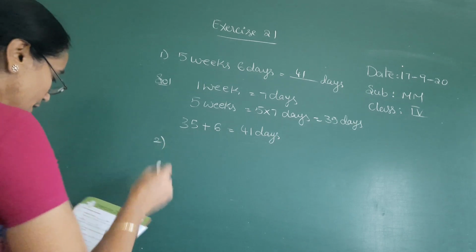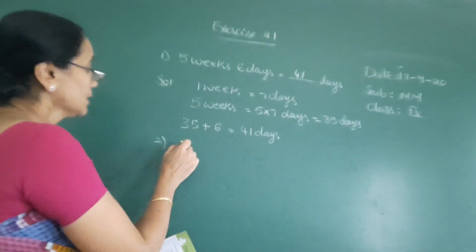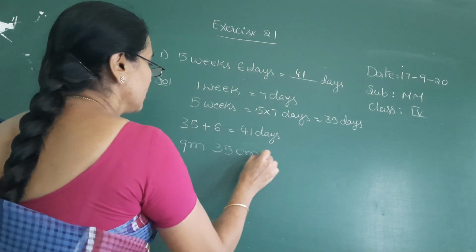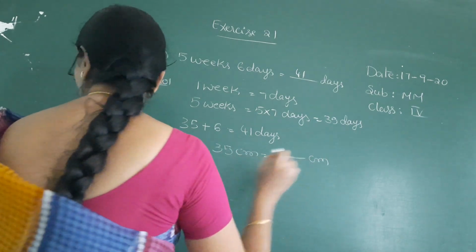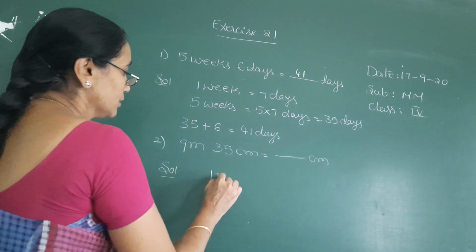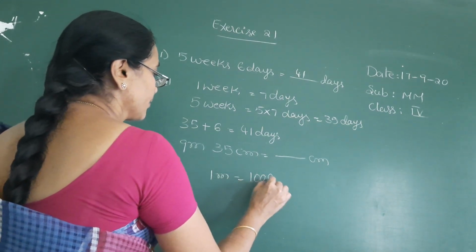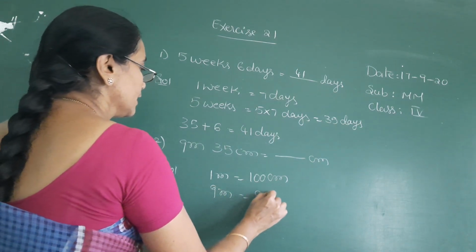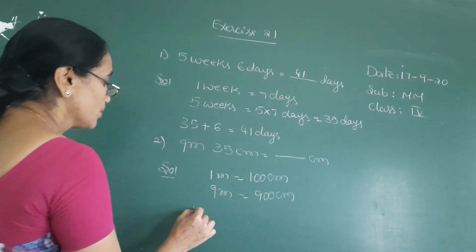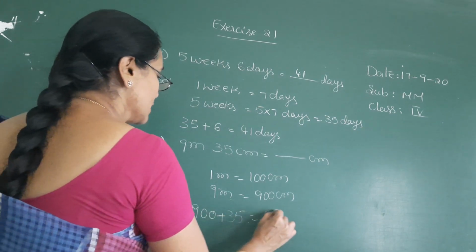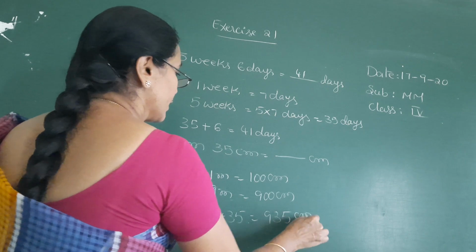See the second question. 9 meters, 35 centimeters. 35 centimeters is equal to dash centimeters. So already you know 1 meter is equal to 100 centimeters. 9 meters is equal to 900 centimeters. So 900 plus 35, that is 935 centimeters.